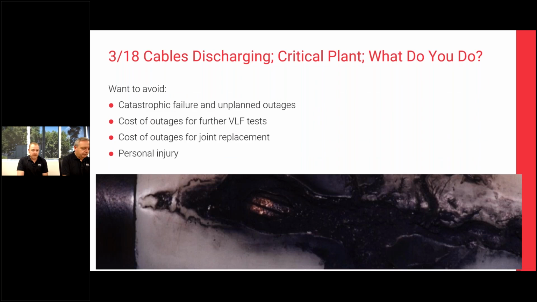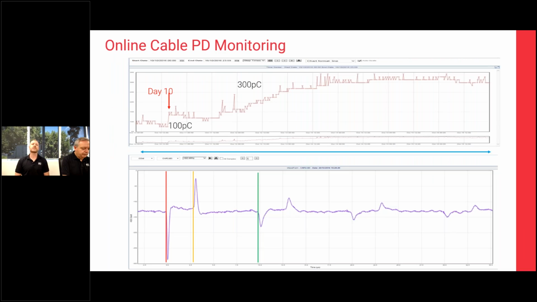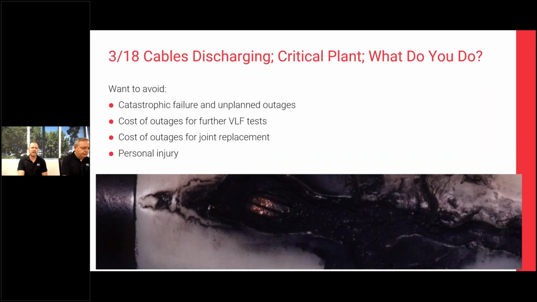What also happened, if I just go back a slide, was that 2 other phases started to discharge. So you had the red cable number 2, the blue cable number 3, and yellow cable number 1. A couple of days after the first one started to discharge, they started to discharge. So we knew that there were 3 cables out of the 18 that were discharging.